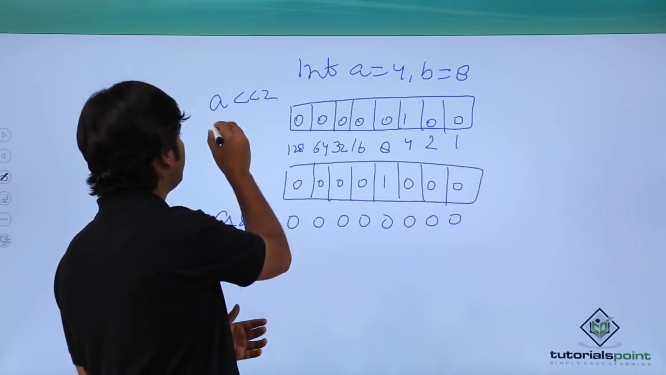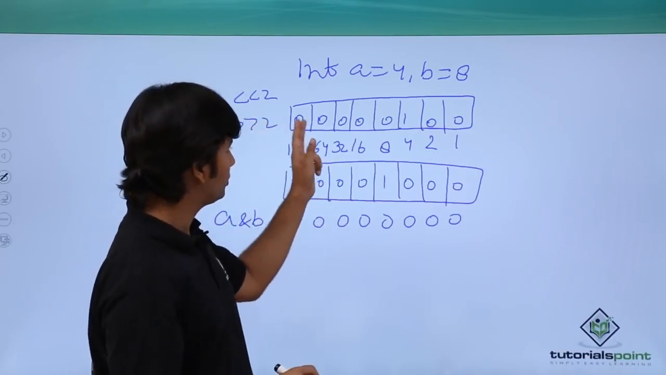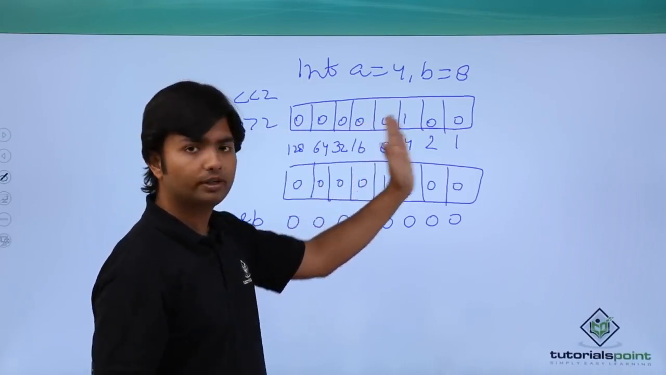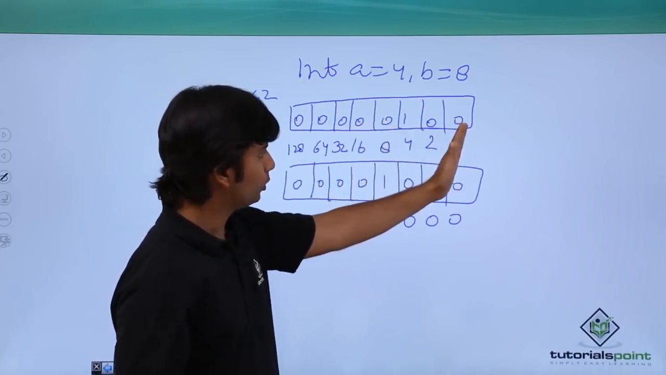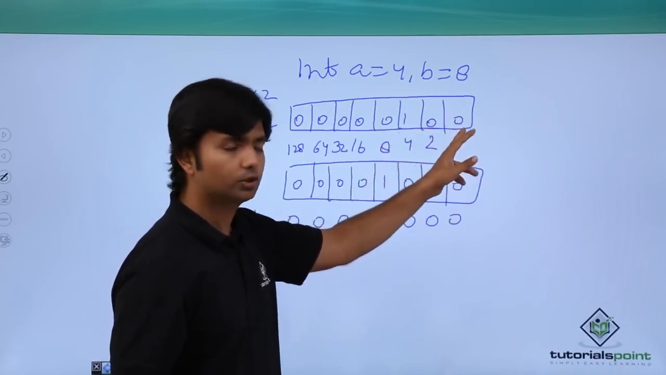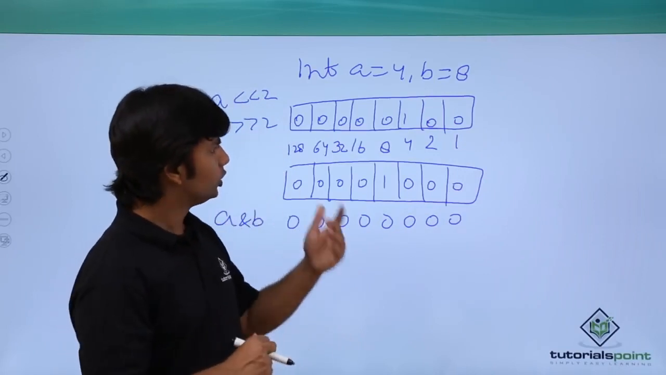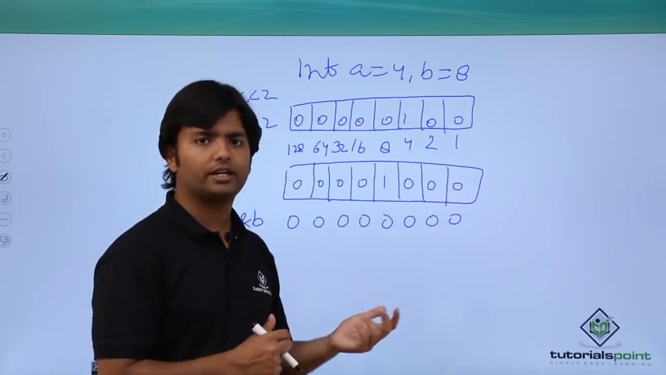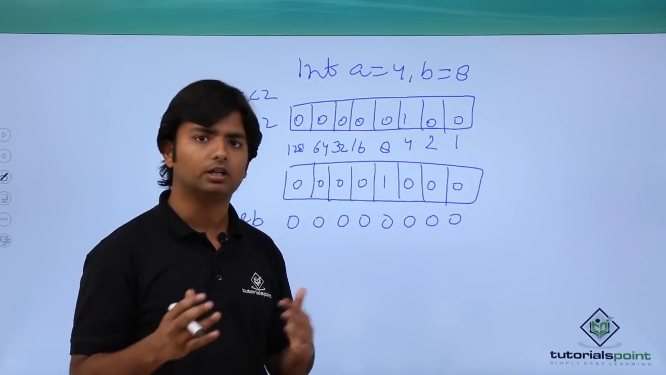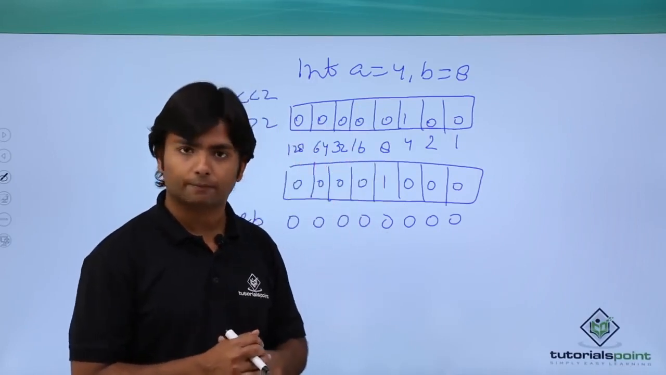Similarly, if I do the right shift operator by 2 bits, again I will shift this 4 two bits right, like 1, 2. So it will give you 1 because this 1 will be shifted to the first place. Similarly, you can have different values inside A and B, but it will give a similar output. It means the value will be calculated in the same way.